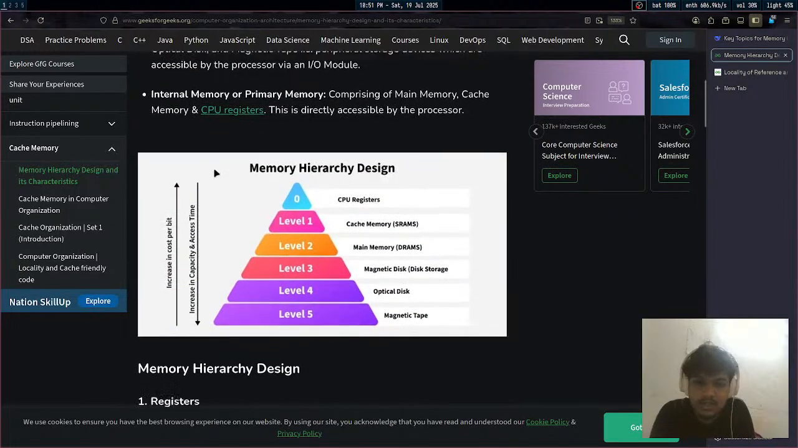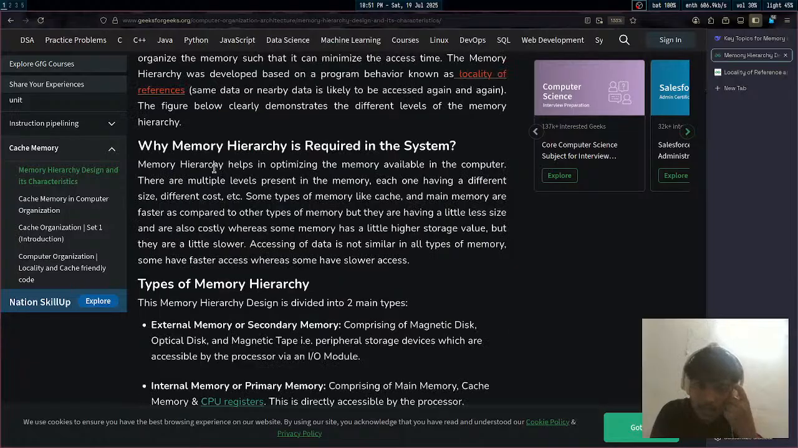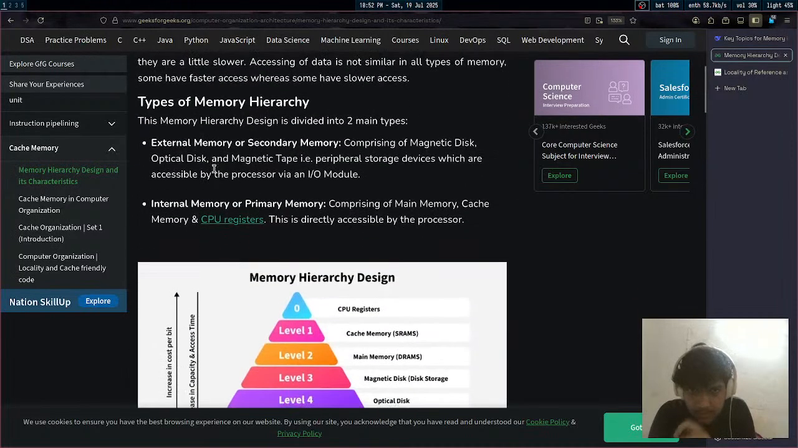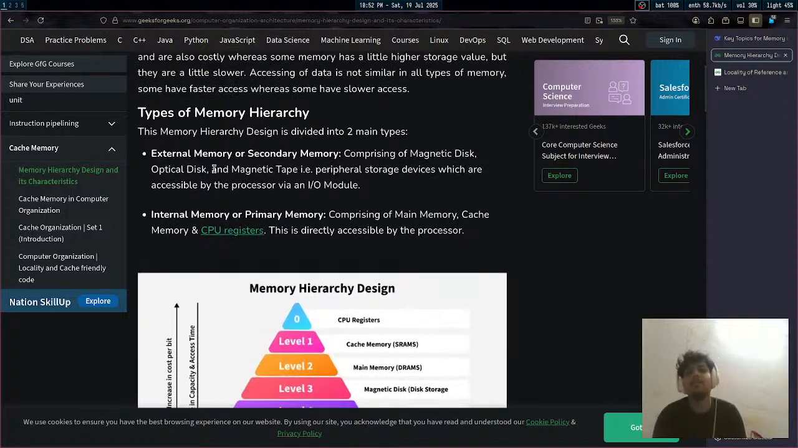Okay, yeah, I've seen this diagram. Memory hierarchy helps in optimizing memory available in the computer. There are multiple levels present in memory, each one having different size, different cost, etc. Some types of memory like cache and main memory are faster as compared to the other types of memory, because they are having a little less size and are also costly, whereas some memory has a little higher storage value, but they are a little slower. Yeah. Accessing of data is not similar in all types of memory. Some have faster access where some have slower access.